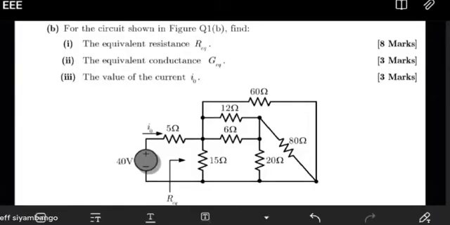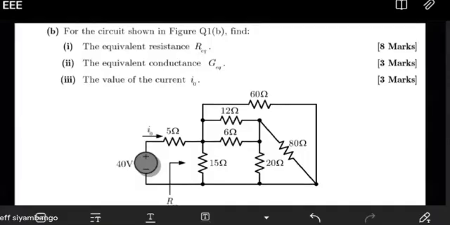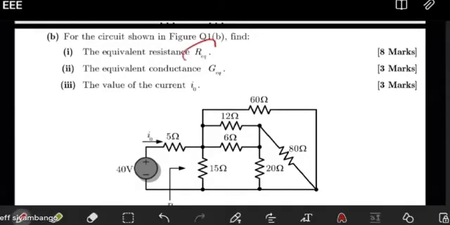So what they're asking here is that for the circuit shown in the figure, so we've got that figure below, they want us to find the equivalent resistance, REQ. And then apart from that, they also want us to find the conductance, GEQ. And then we also have the value of IO there. So let's go through how we're supposed to get this.